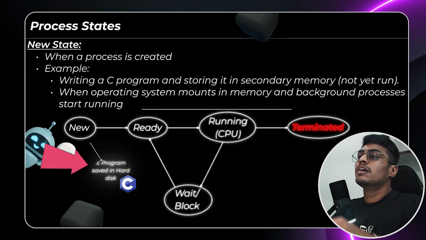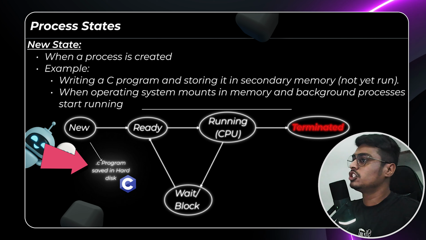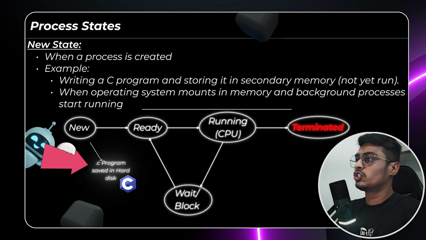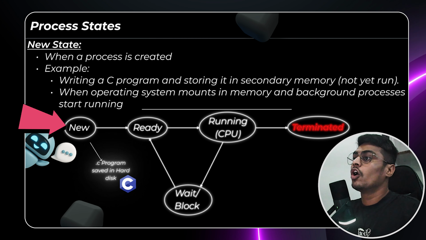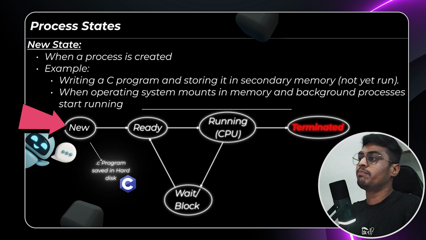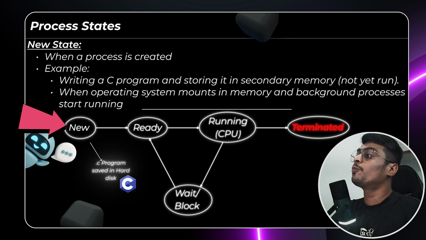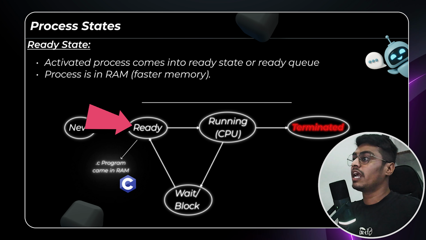Creating a process means suppose you wrote a program in C language and stored it in a secondary memory permanently. Right now you haven't run it, just stored it. That's the new state. Or even when your operating system gets mounted in memory and background processes start running, that's the new state. There was no process before, but now we have created a new process, new state.